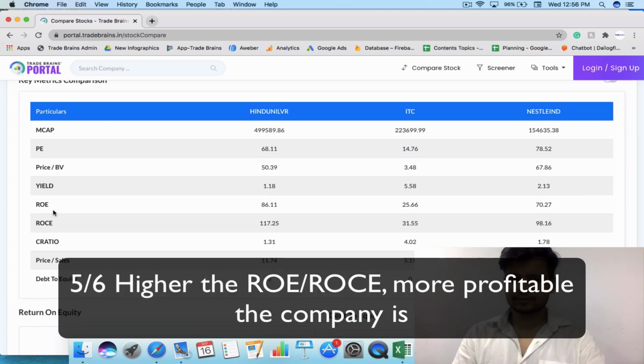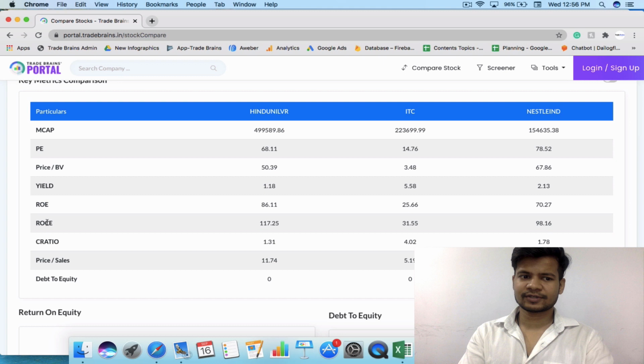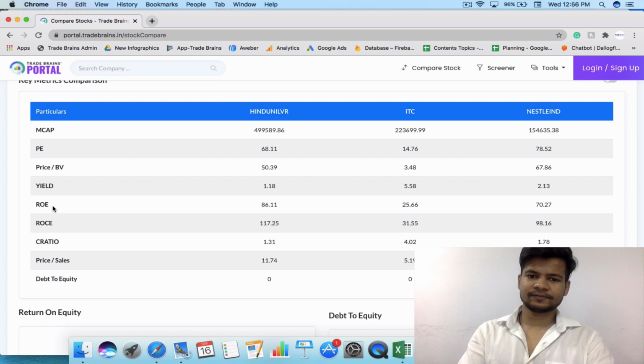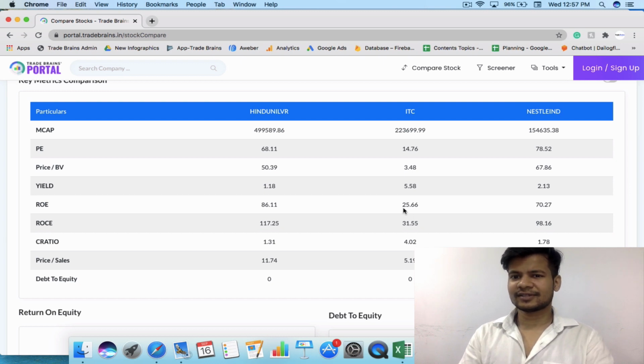Now let's look into the profitability ratios, that is ROE and ROCE. For both ROE and ROCE, the higher the ratio, the more profitable the company is. ROE basically means return on equity, and it tells you how good the company is in rewarding its shareholders, or how good the returns generated are compared to the equity of the company. For Hindustan Unilever, the ROE is 86.11, for ITC it's 25.66 and for Nestle it's 70.27. So obviously you can see that the ROE of these two companies, that is Hindustan Unilever and Nestle India, is way better compared to ITC, and that may be one of the reasons why ITC is undervalued.